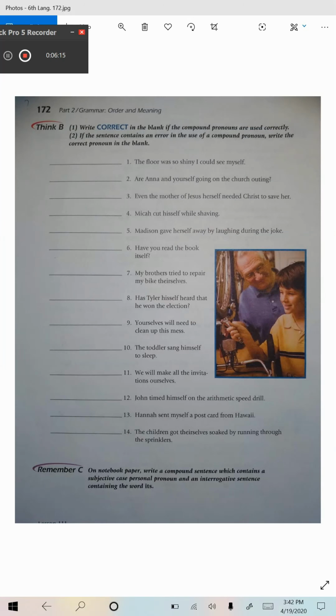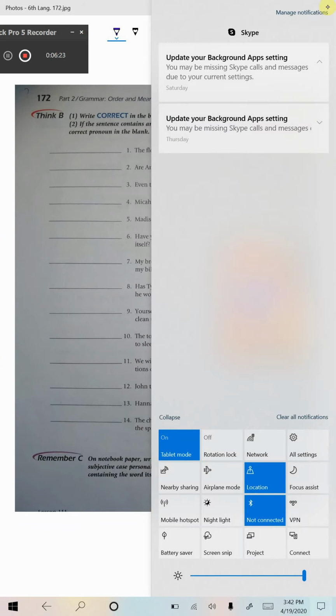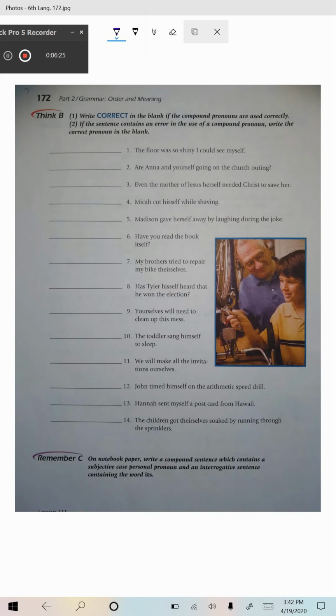All right, 172. Write correct in the blank if the compound pronouns are used correctly. If the sentence contains an error. Sorry.